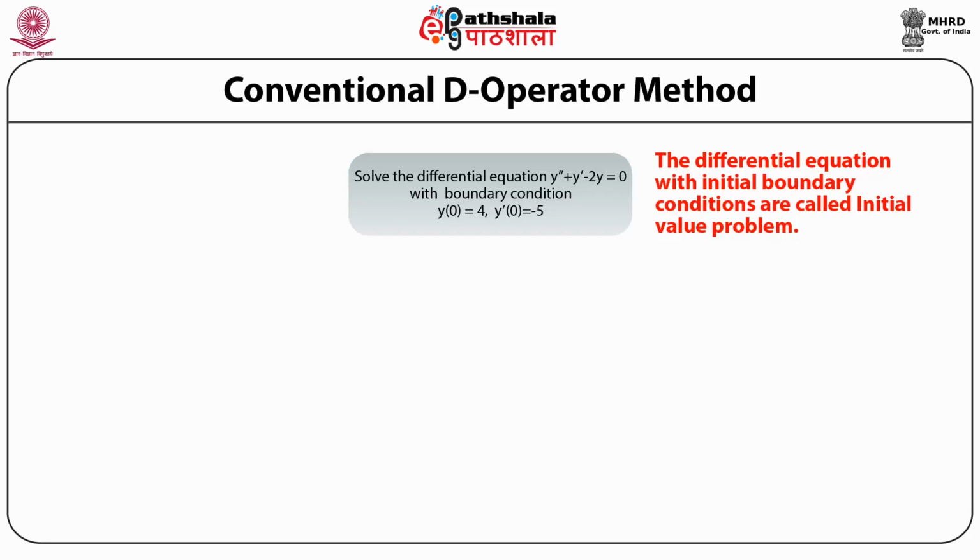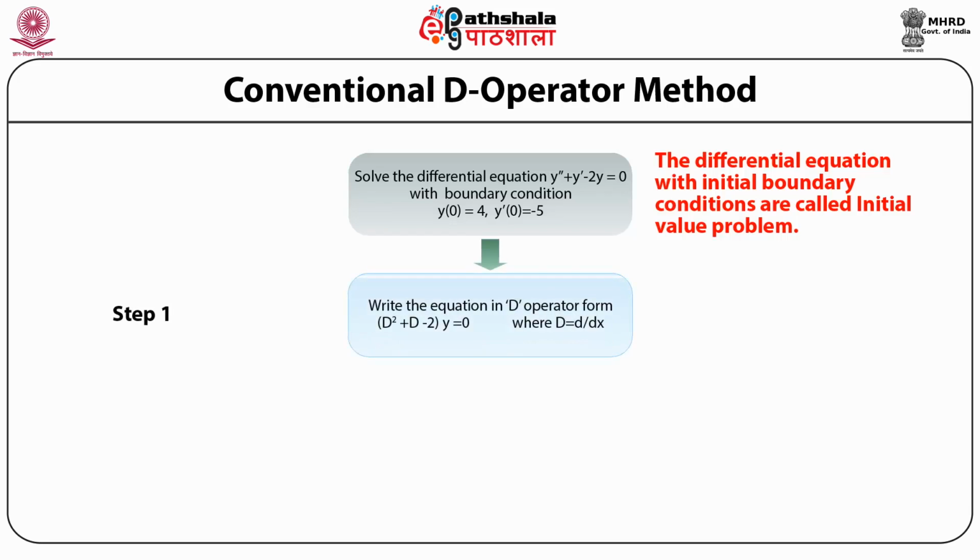So they have given the function value y at, let's say, some space time is equal to 0, it's 4, and the gradient, which is y dash of 0, is equal to minus 5. Then this becomes the initial value problem. Now how do we do a conventional D operator? We represent y dash as d and y double dash as d squared. So what do we get?